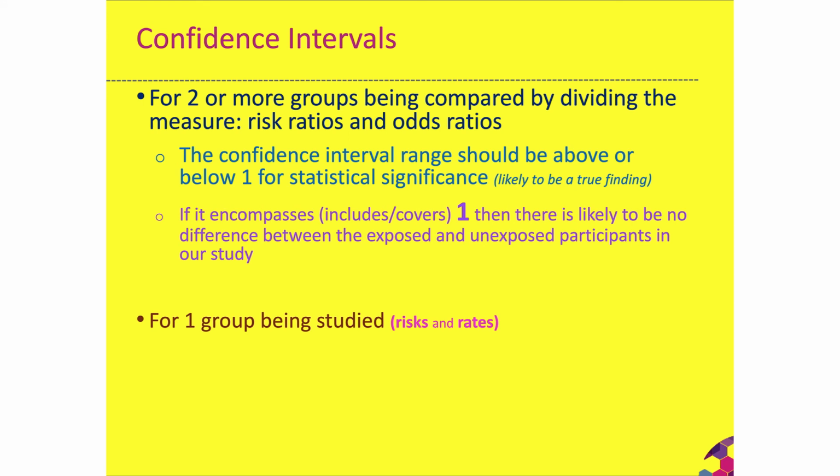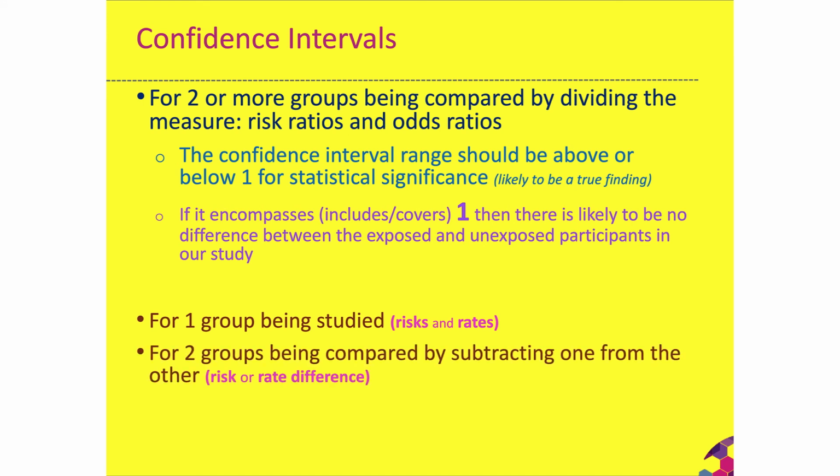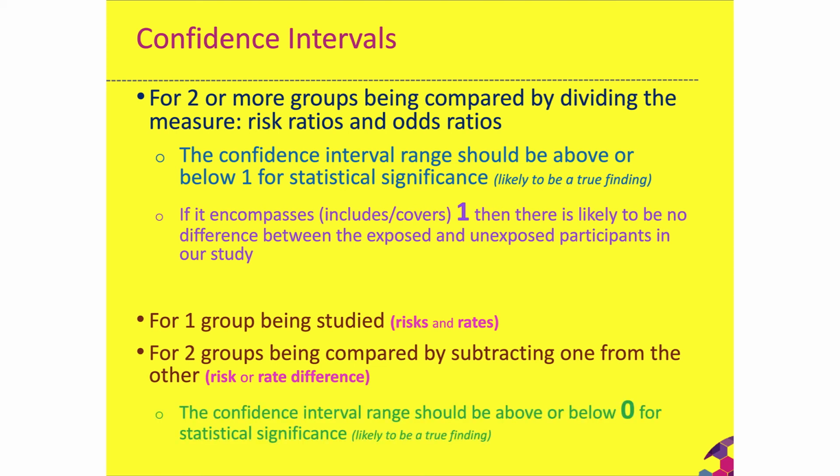For one group being studied, risks and rates for example, or two groups being compared by subtracting one from the other, a risk or rate difference, then the confidence interval range should be above or below 0. Remember, if you're looking at one group, then 0 would be 0 risk or a 0 rate. And if we're subtracting one thing from another, 0 would mean the two numbers are exactly the same and we get a subtraction of 0.